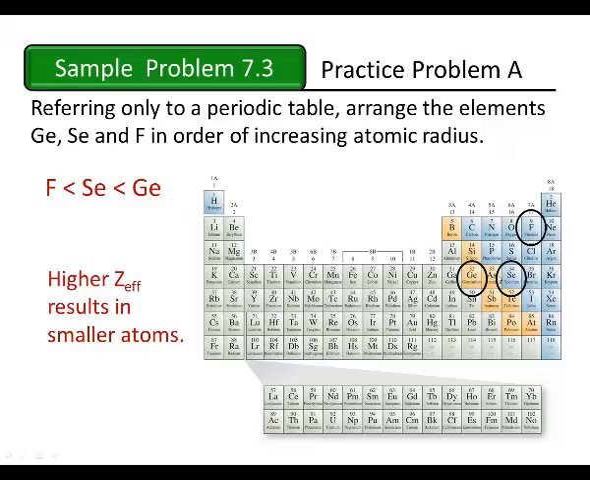So the ideas of energy levels and effective nuclear charge are the actual explanation behind the order that we arrived at just based on our periodic trend. Please take some time and try practice problem 7.3b. You can check your work with the answers that are shown in the back of the chapter.